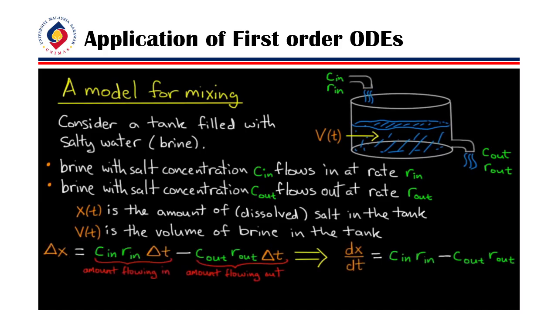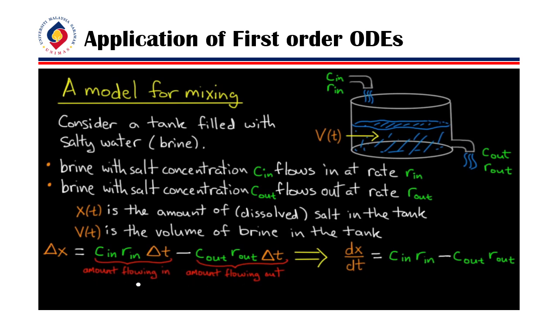Now, how could we come up with such a model? Well, let's consider a small time interval, delta t, and let's try to write down what the total change in the amount of salt is over that small time interval, and let's call that delta x. So, well, what is delta x? How does the amount of salt change over a tiny time interval, delta t? Well, in a tiny time interval, a certain amount of salt flows in, and a certain amount of salt flows out. And it's not too hard to deduce that the total change in the amount of salt will simply be the amount that flowed in minus the amount that flowed out.